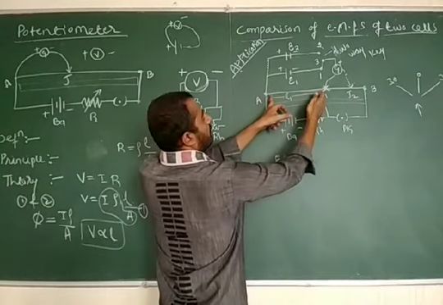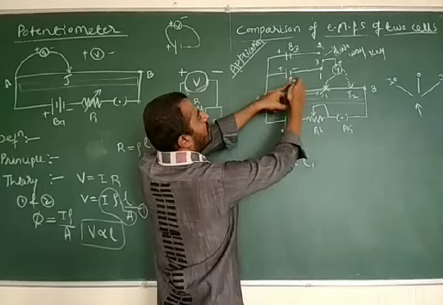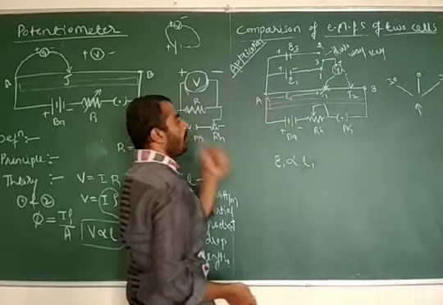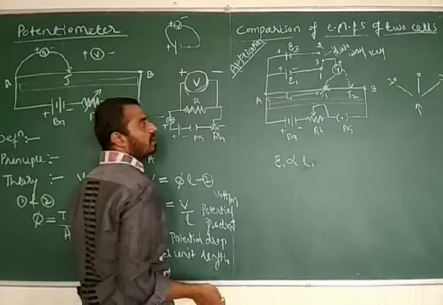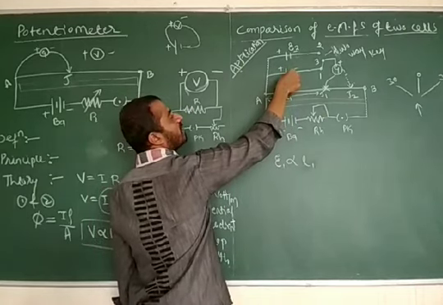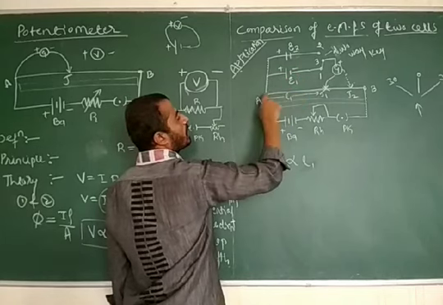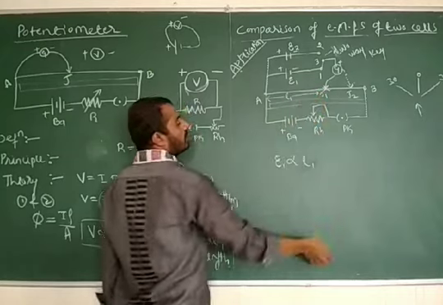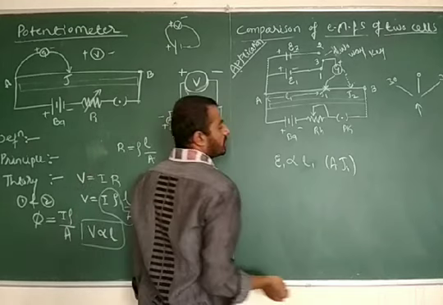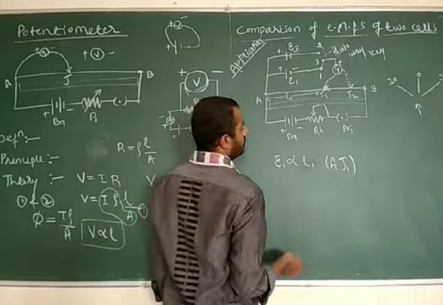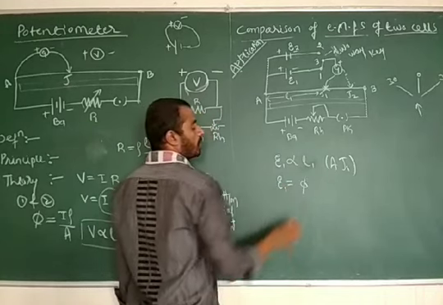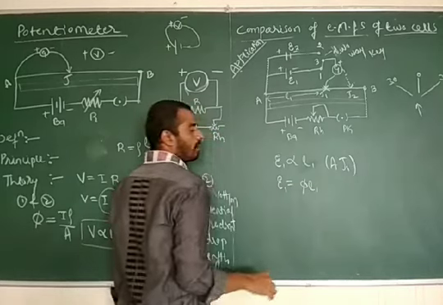Now these two are in parallel. Which two? This cell of EMF E1 and this length of wire of the potentiometer. In a parallel combination, voltage remains the same, potential difference remains the same. That's why I can compare like this: the potential difference across the cell of EMF E1, the first cell, is equal to the potential difference between these two points A and J1, that length. Similarly, in the next step, this can be written like this: E1 is proportional to L1, or equal to potential gradient phi into L1. Equation number 1.